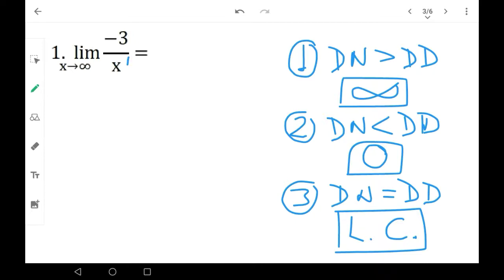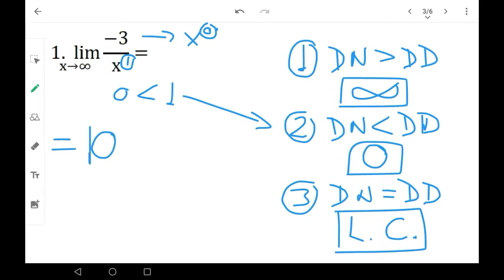Since on the numerator I have only a constant, I don't have an x, so the x is to the power of 0. So the degree of my denominator is greater than the degree of my numerator. Which case is it, the first, the second, or the third? I think this is the second case, because the degree of my numerator is 0 and the degree of my denominator is 1, and 1 is greater than 0. So this limit is equal to 0.